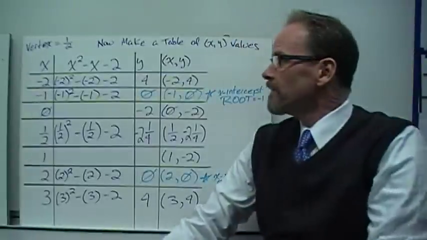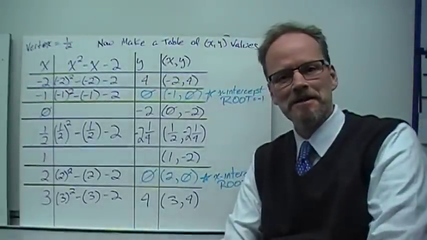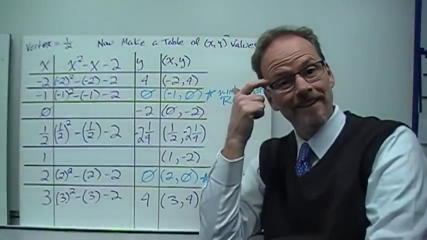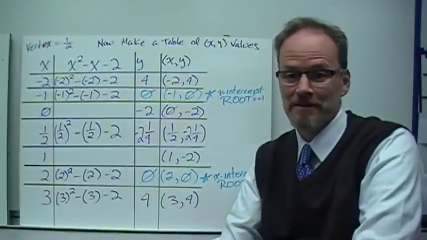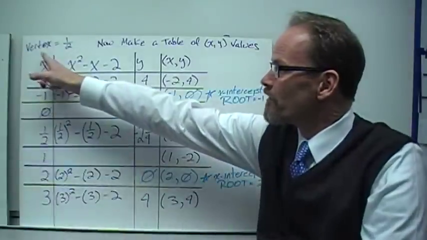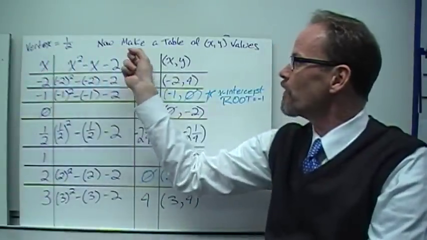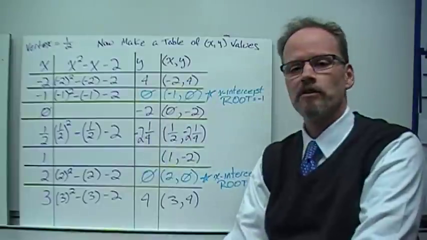Okay, we're still in step 2. Whew, these are a lot of work, I'll be honest with you. So I have the vertex, 1/2. Now we need to make a table of xy values.